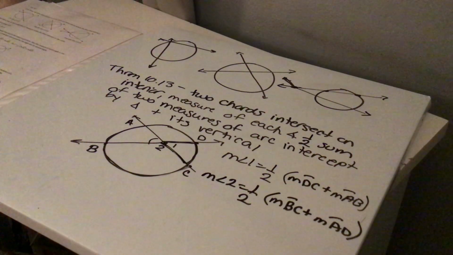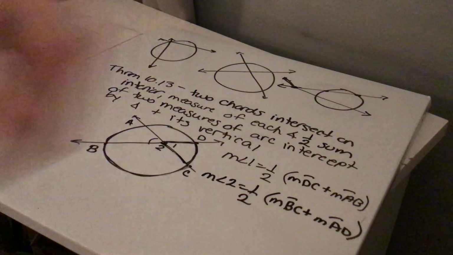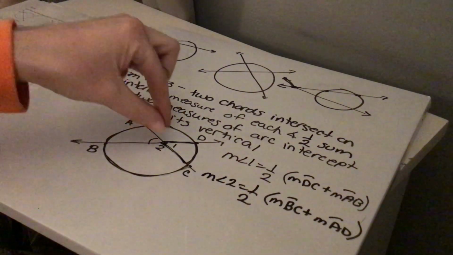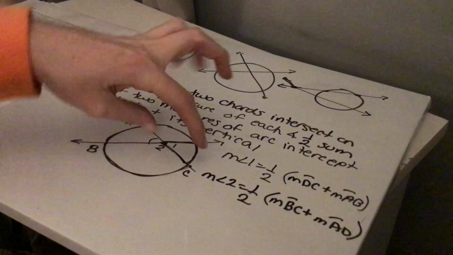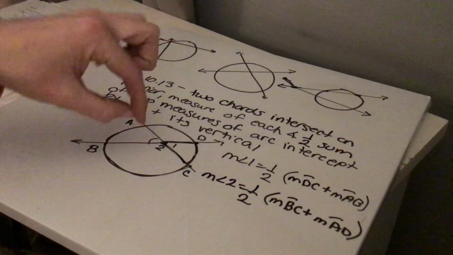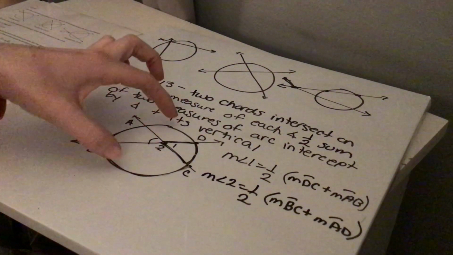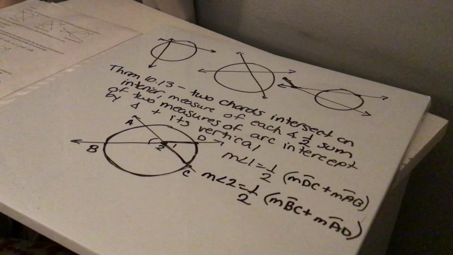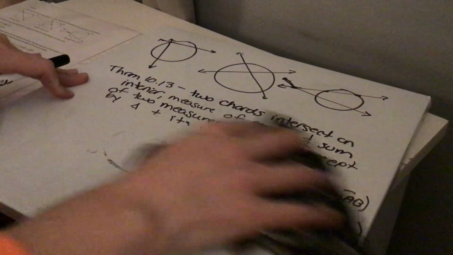Okay, that's when your two chords intersect inside the circle. So it's not at the center of the circle, they're just inside, so the angle is half the sum of the two intercepted arcs. If you're talking about this angle, it's half the sum of these two arcs. All right, last theorem, and then we'll do examples.